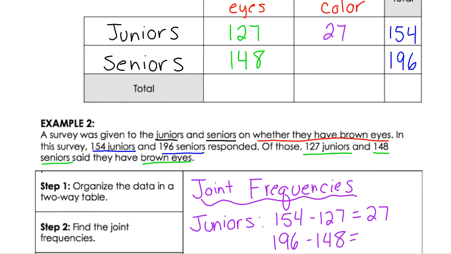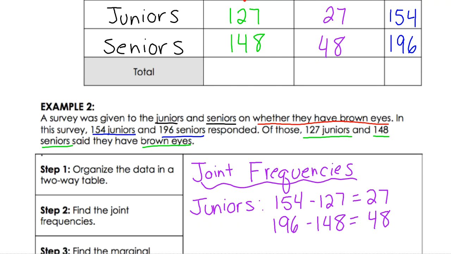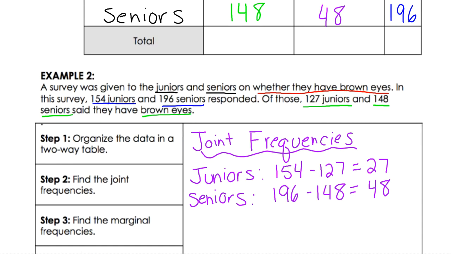148 had brown eyes. So if I subtract those, I would get 48 that were left with other color eyes. So again, that is my seniors. So I have now calculated in step 2 my remaining joint frequencies that I didn't have from the word problem. Now for step 3, I'm going to find my marginal frequencies.